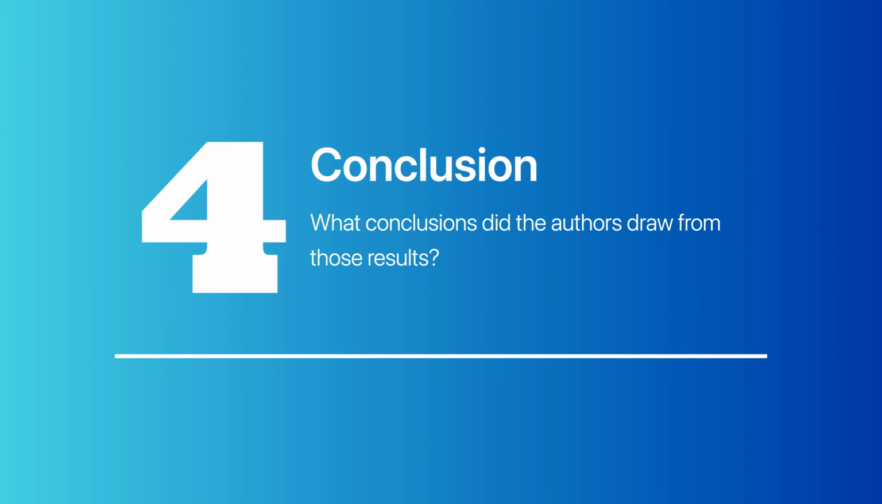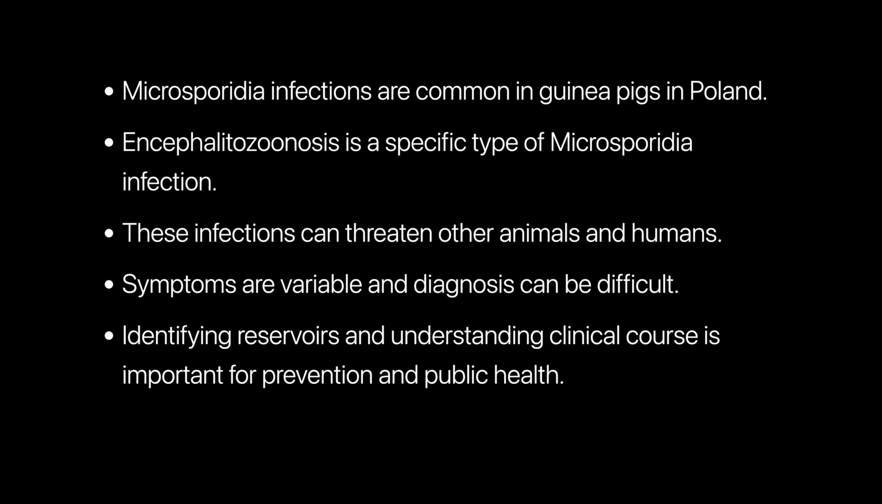4. What conclusions did the authors draw from their results? The researchers found that microsporidia infections, specifically encephalitozoanosis, in guinea pigs are relatively common in Poland. This is concerning because these infections can pose a serious threat to other animals, including humans, and often go undiagnosed, due to their variable symptoms.